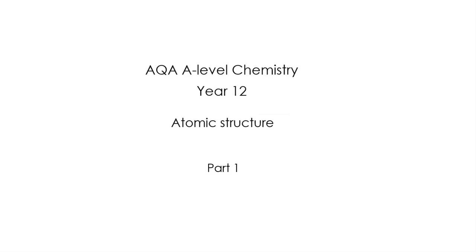So this is a walkthrough for some of the key ideas for the AQA A-level chemistry atomic structure topic. It's broken down into 3 stages. In this section, we're going to focus on electron configurations. In part 2, we are going to take a look at ionization energy, and in part 3, we will take a look at mass spectrometry.